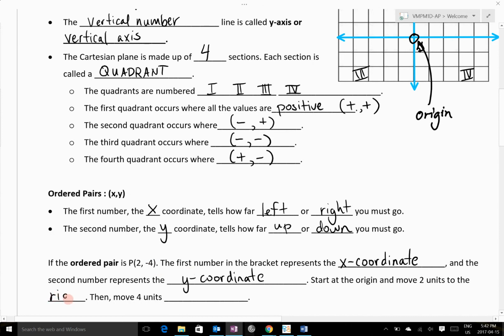If it's positive, you're going to the right, and if it's negative for the x, you go left. For the y values, if it's positive, you go up. If it's negative, you go down. So 4 units down.